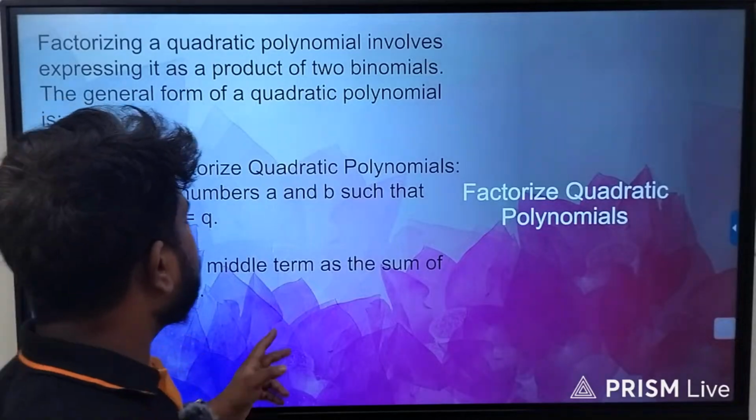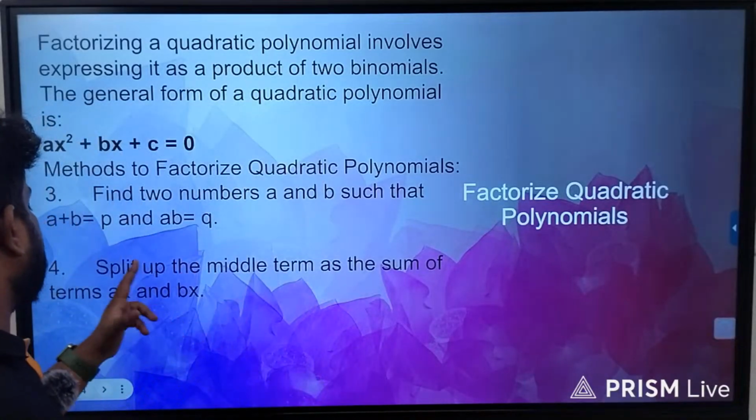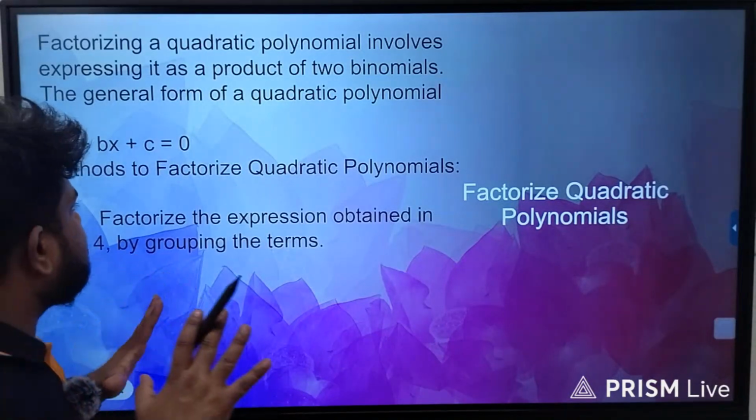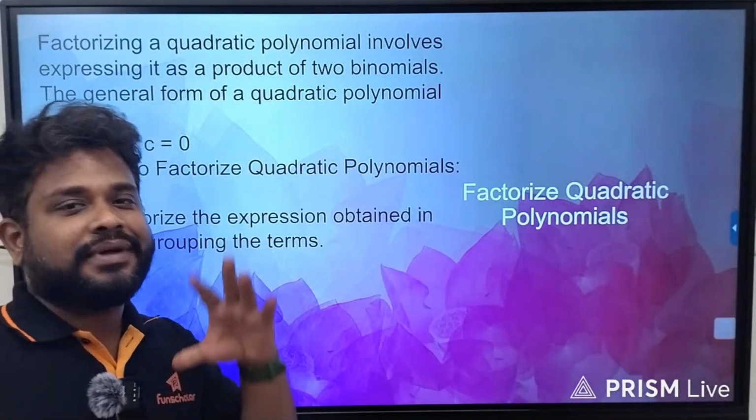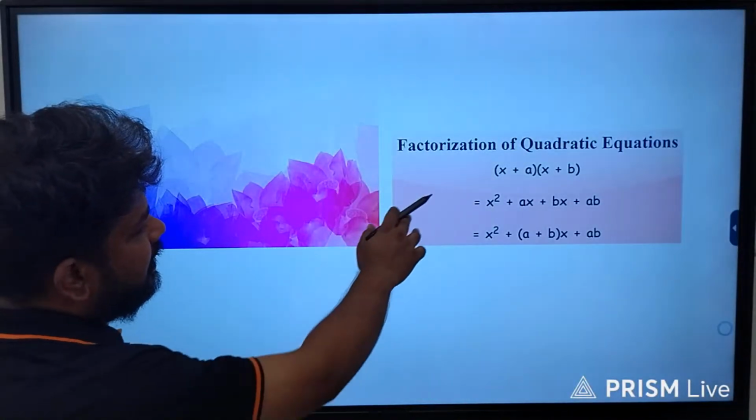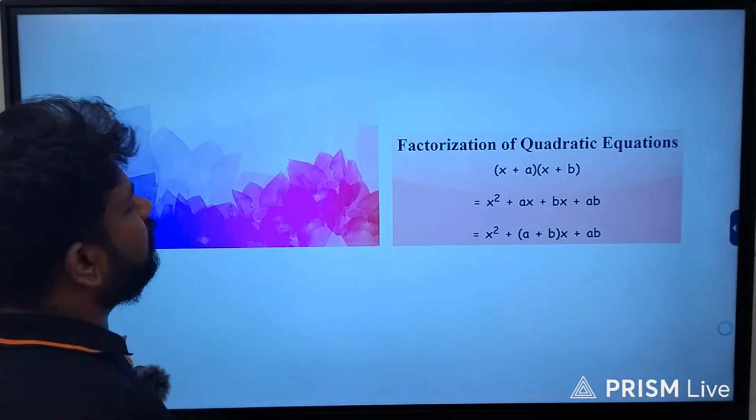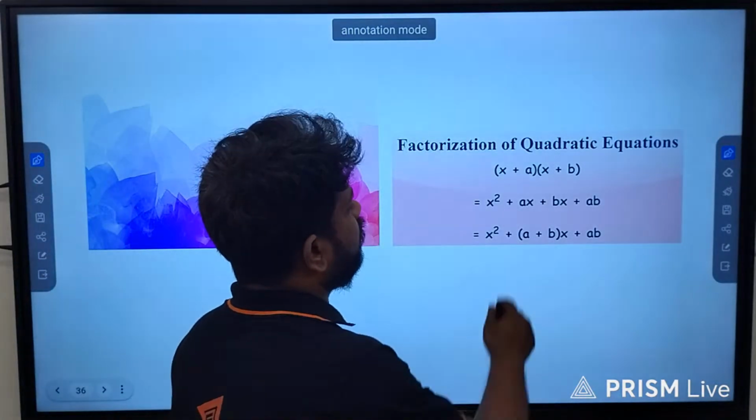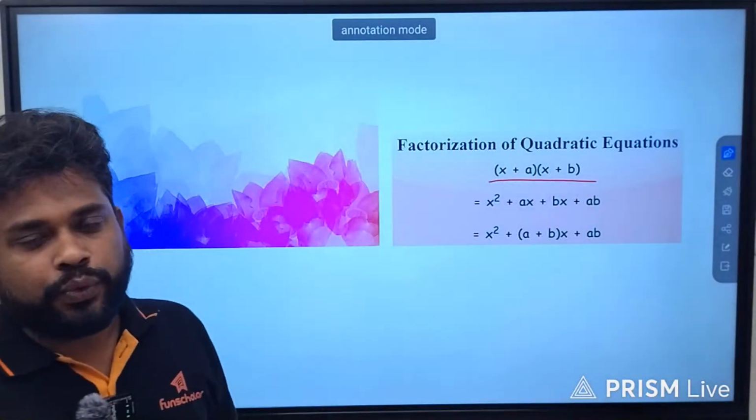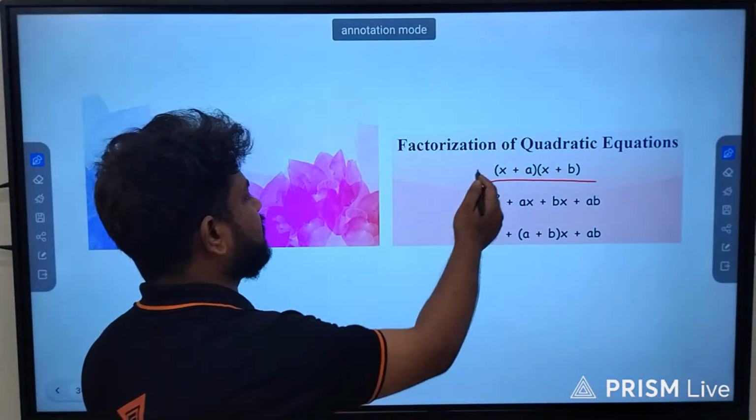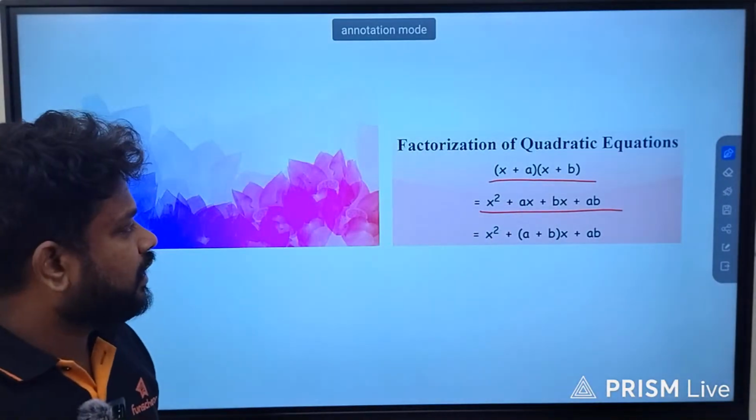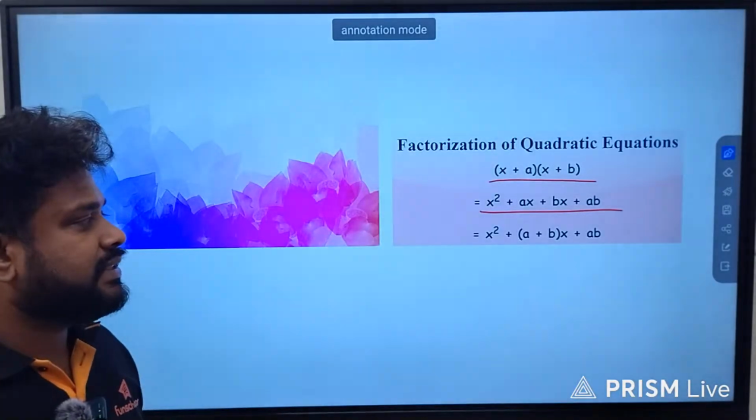Split up the middle term as the sum of the terms ax and bx. Maybe you guys are puzzled by what I am reading out. We will be applying the formula. If I multiply the two given factors, x plus a and x plus b, we will get a quadratic equation that looks like this.